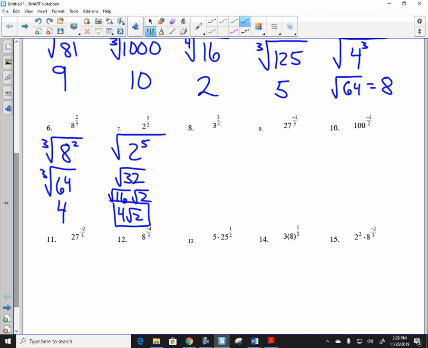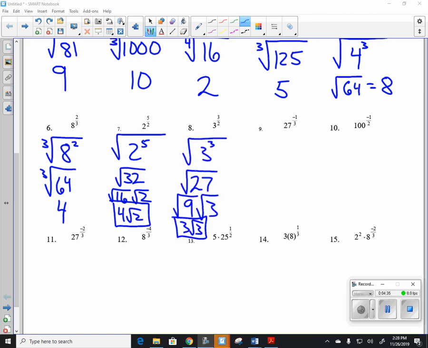You try number 8 on your own. It's going to follow very similarly. Try number 8 on your own. Okay, number 8. You rewrite it as a square root of 3 cubed. 3 cubed is 27, and it reduces to 3 roots of 3.